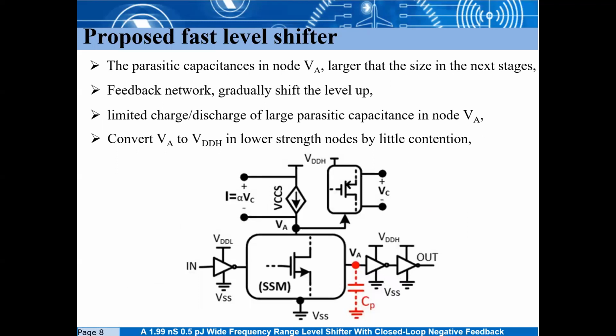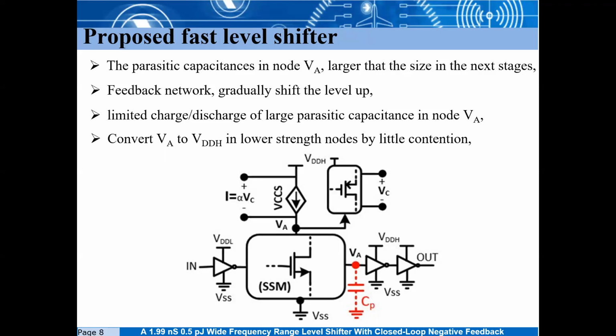It should be noticed that the value of parasitic capacitances in node VA is considerably larger than the size in the next stage. Therefore, putting the feedback network in this node to gradually shift the level up by limited charge and discharge of the large parasitic capacitance in node VA, and then convert it to VDDH in lower strength nodes by little contention, would improve both power consumption and propagation delay significantly.